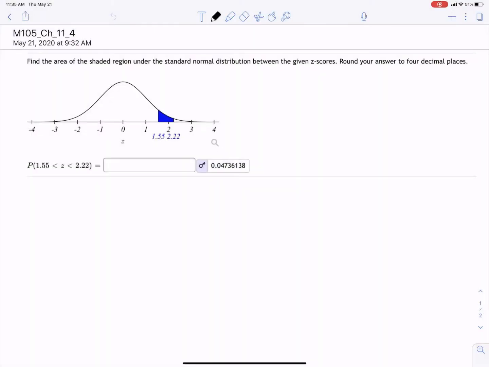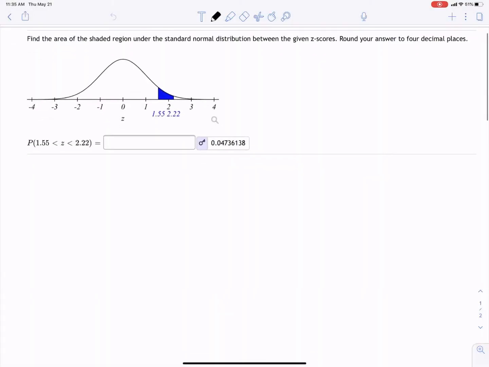Hi, so in this problem we're going to find the area of a shaded region between two z-scores. And so there's a couple of ways that we can do it. The first way is we can go ahead and use the table, that's in our Chapter 11 folder. And the table of values only gives area from the mean.